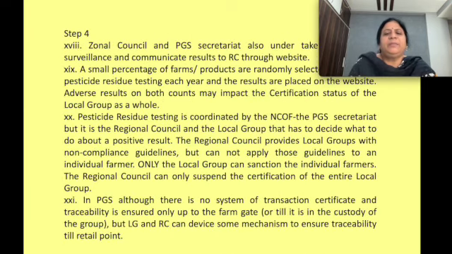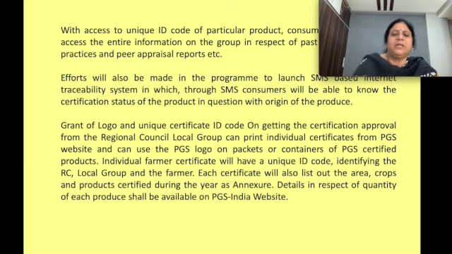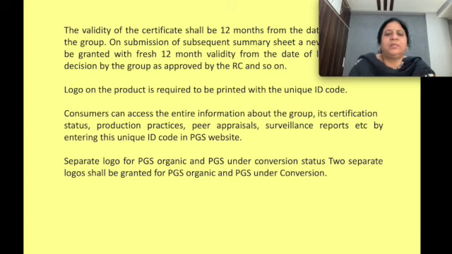Zonal Council and PGS Secretary: if the RC is not granting a certification or any issues are there, the appellate authority is the Zonal Council. Grant of logo and unique certification ID code is done after getting the certification approval from the regional council. It acts as the appellate body, and grant of logo is also with the zonal council.